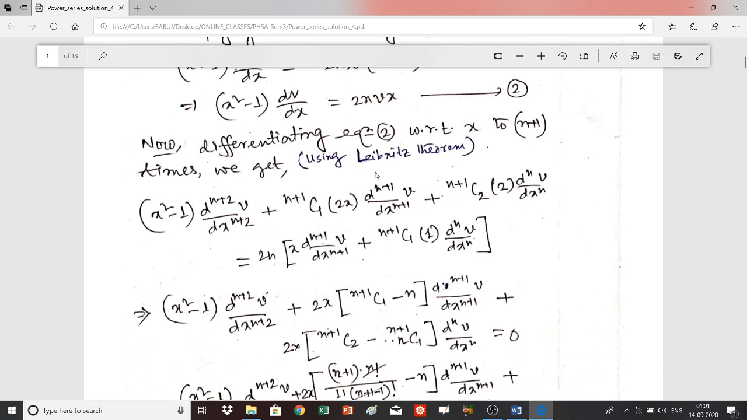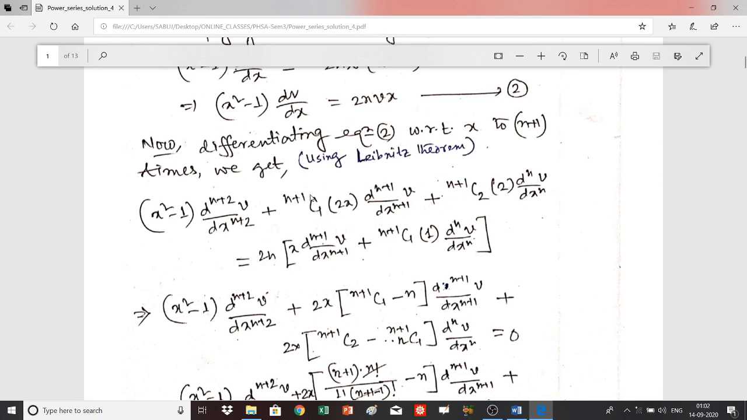According to the Leibniz theorem, the constant will come here as (n+1)C1, then differentiate it for the first time or first order, that is 2x, and then the differentiation of v one order less than that of this term. That means d^(n+1)/dx^(n+1) of v, and then plus the constant term will come (n+1)C2. This is for the first order, this is for the first term, and this is for the second term.